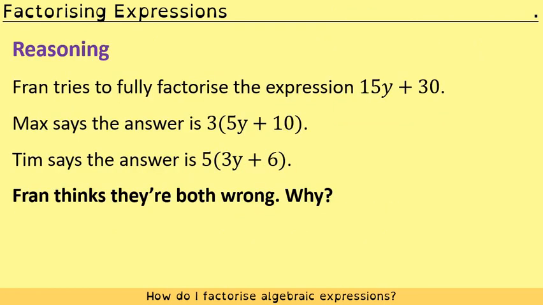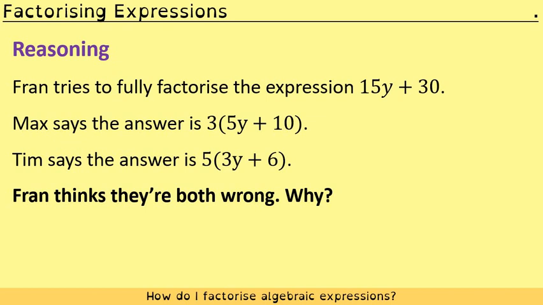Okay, so here's a question for you to pause the video and think about in a second. I'll read it to you first though. Fran tries to fully factorise the expression 15y plus 30. Max says the answer is 3 bracket 5y plus 10. And Tim says the answer is 5 bracket 3y plus 6. Fran thinks they're both wrong. Why? So pause the video now and just have a think about this.